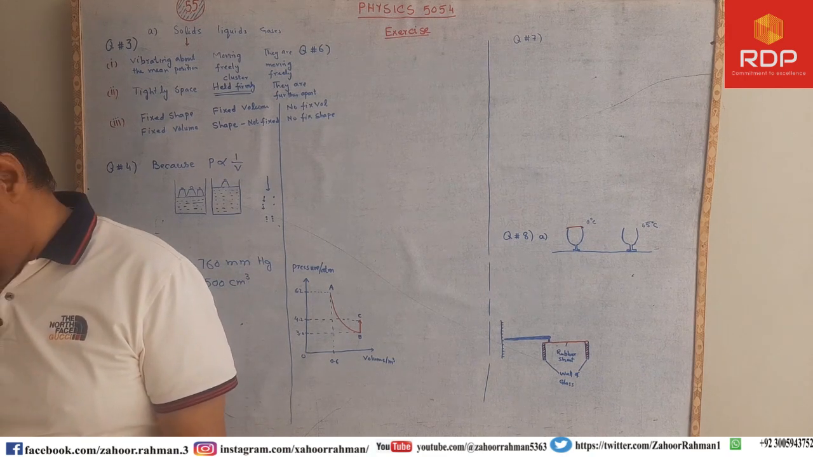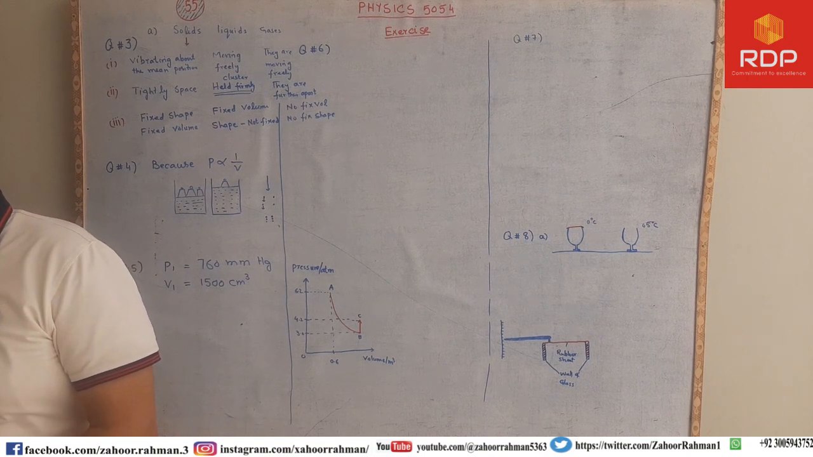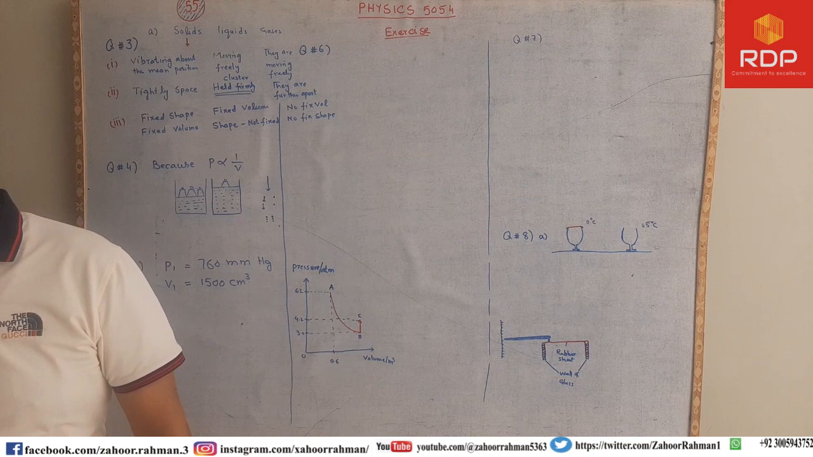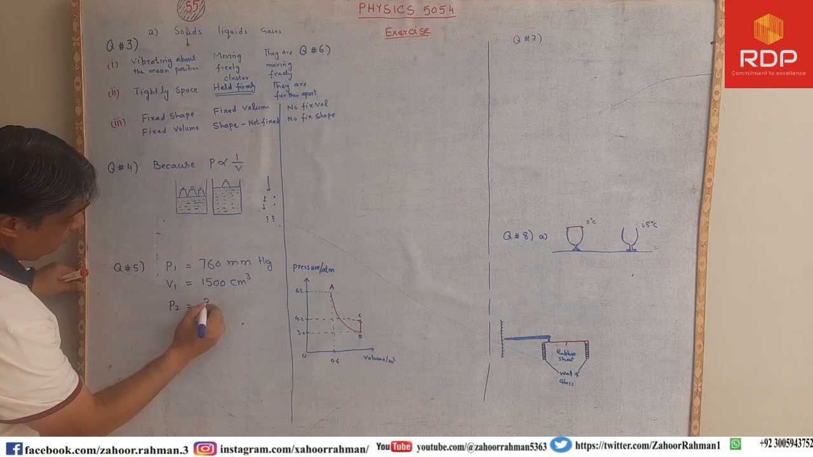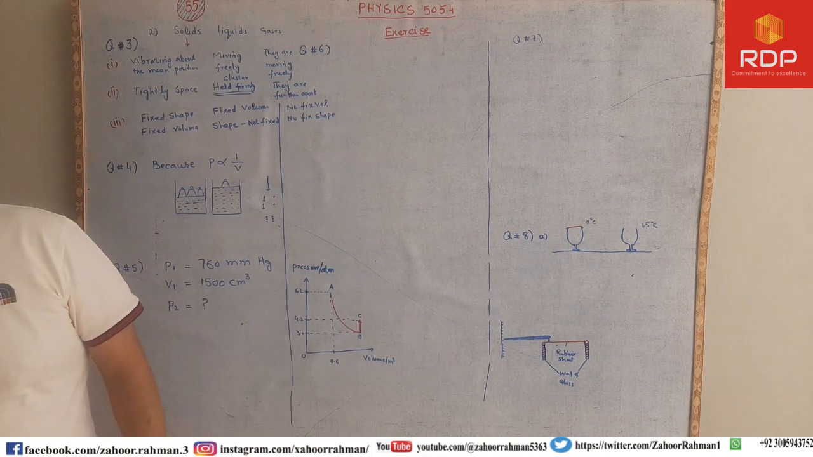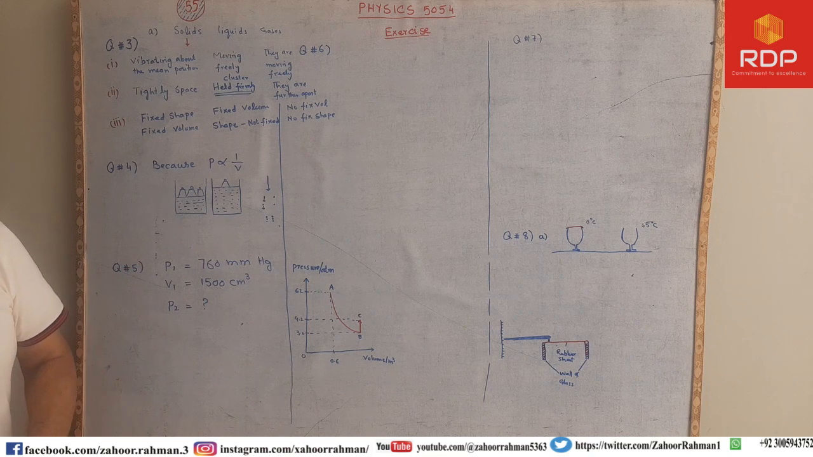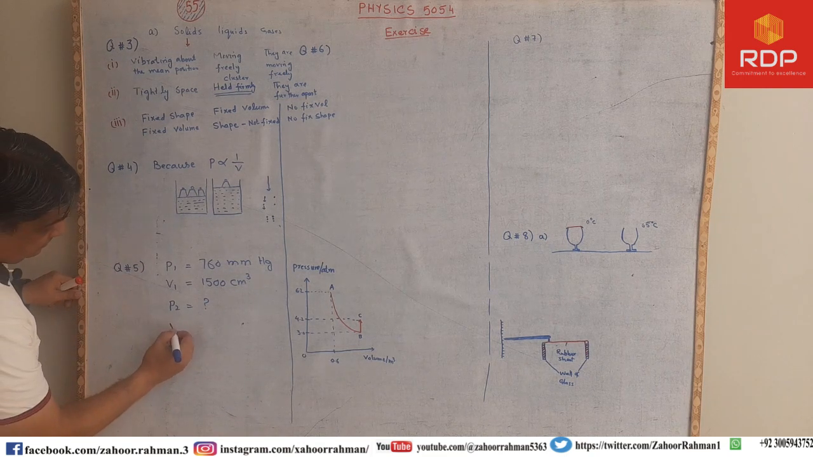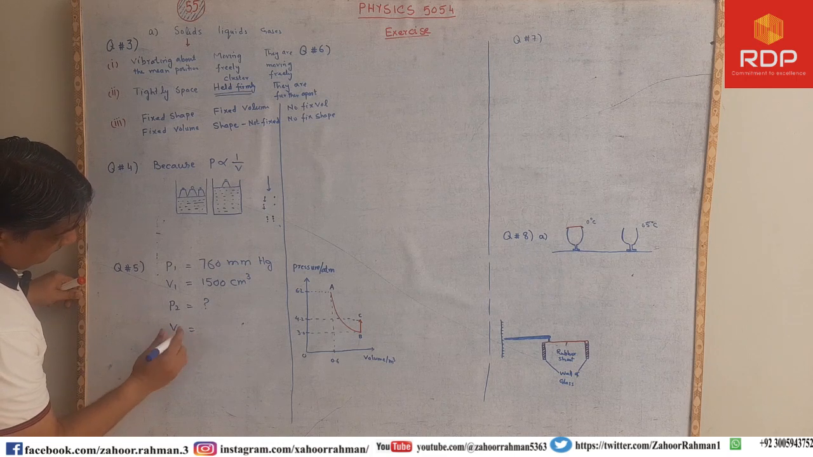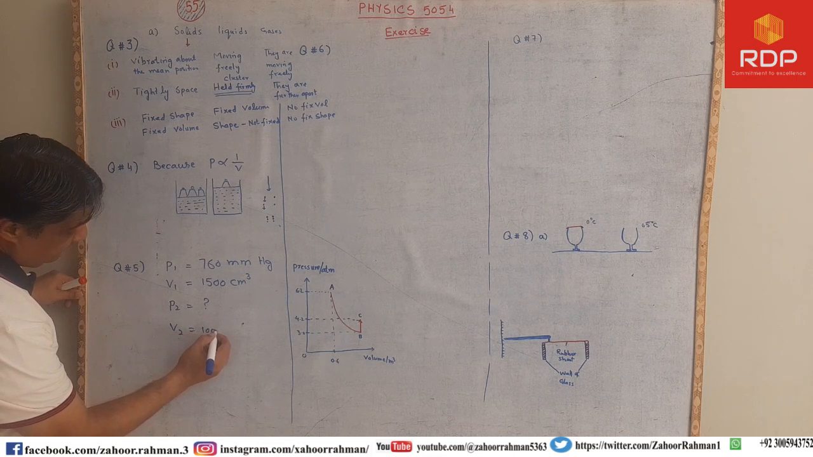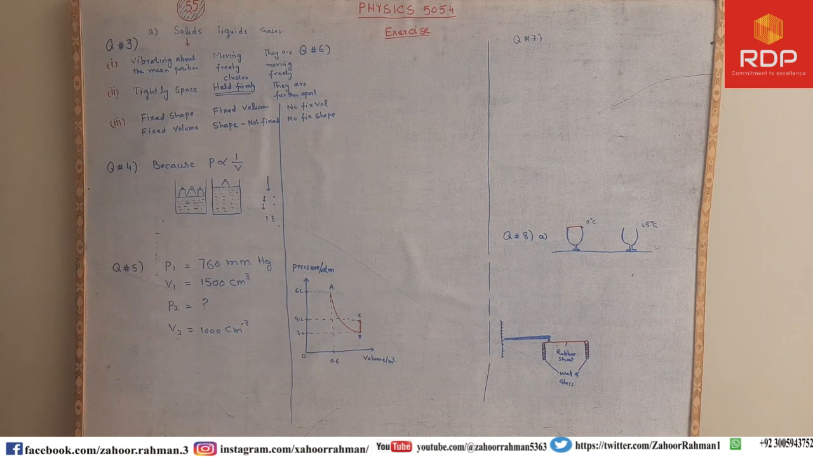And similarly, if we are further moving in this question, they are asking what is the pressure. So we have to find P2. What is the pressure if the volume is reduced to 1000 centimeter cube? So V2 is reduced to 1000 centimeter cube.